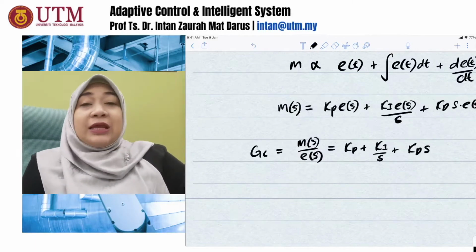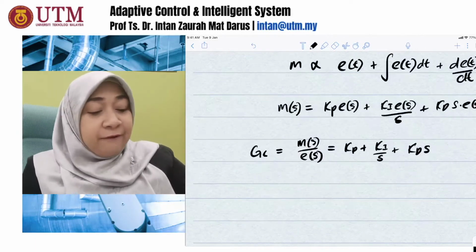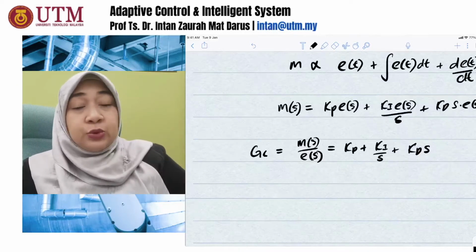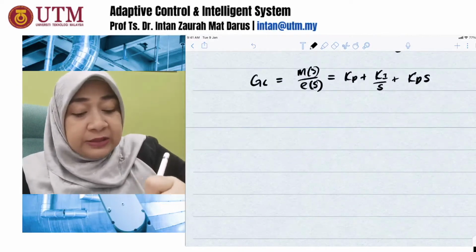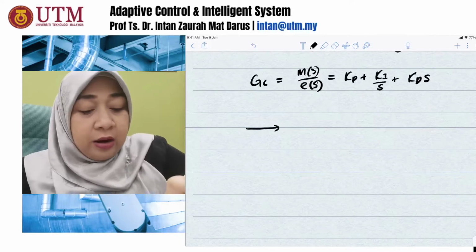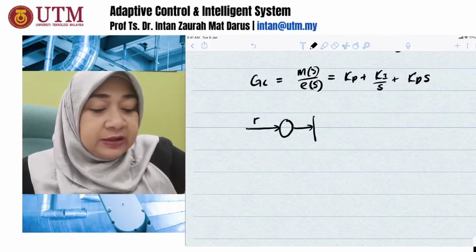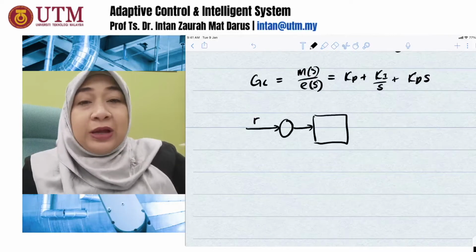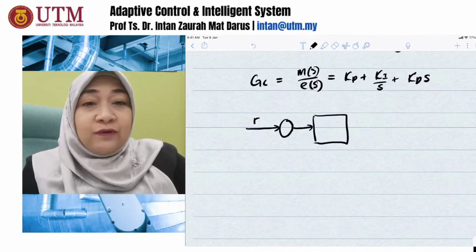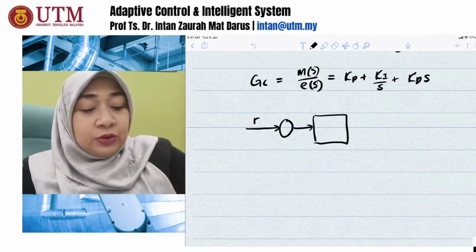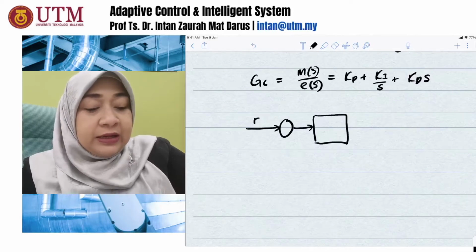Okay, so that is your PID controller. Therefore, when you have this kind of strategy with the PID controller, it simply means that you have your input R, and your transfer function GC here will be all those values. You have KP plus KI over S plus KDS. So that is your PID controller here.